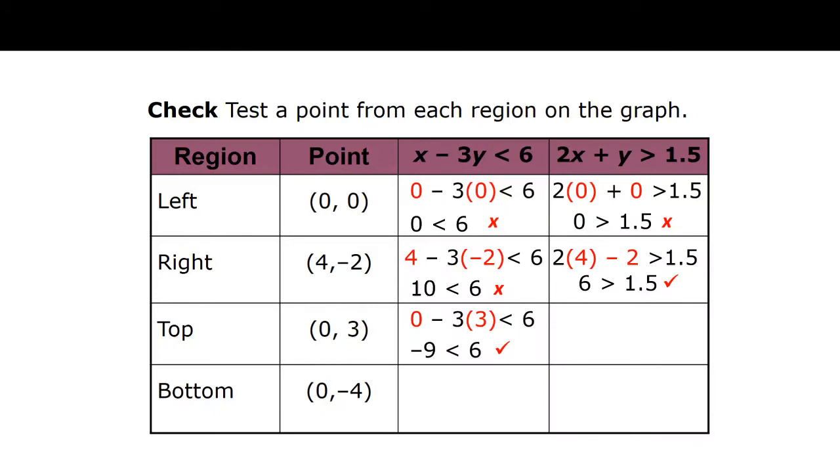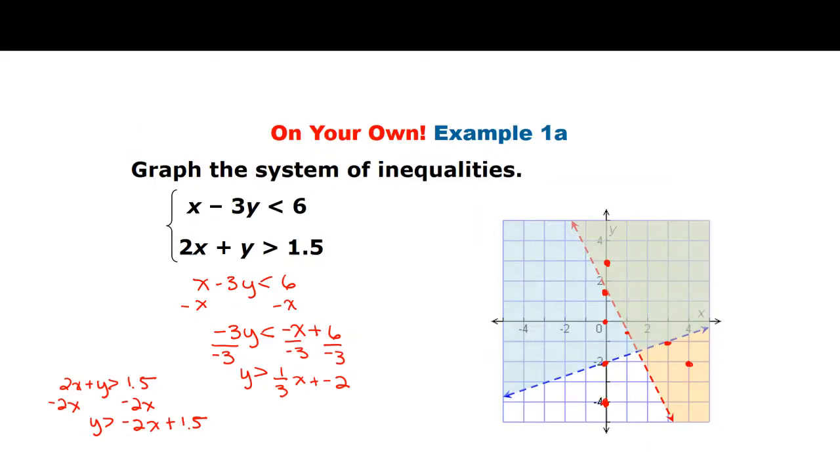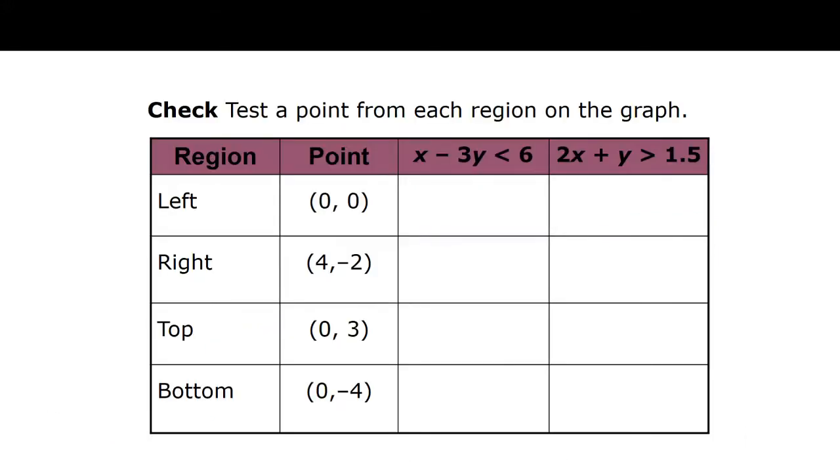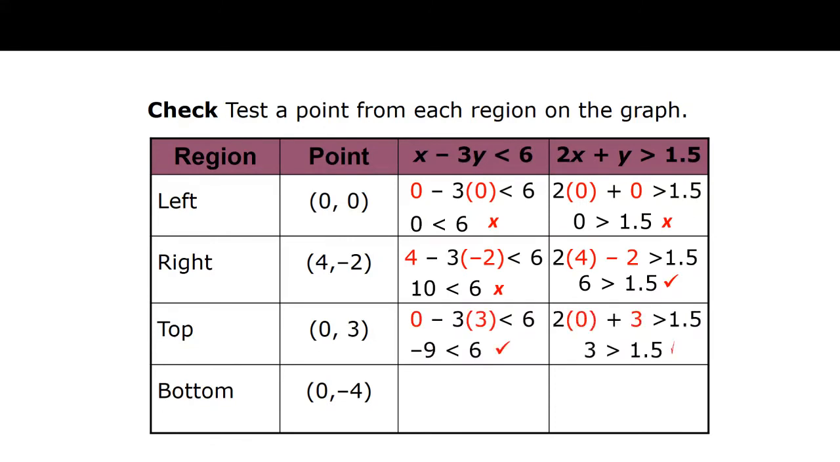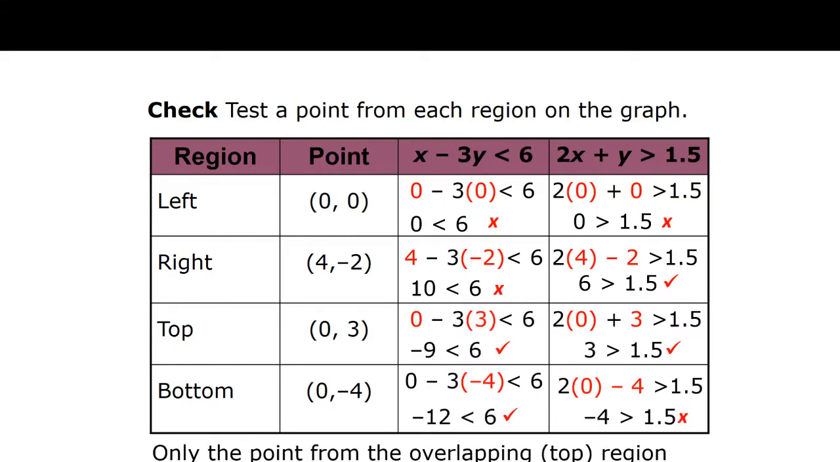That one, negative 9, is less than 6, and 3 is greater than 1.5. So this point here, 0, 3, is actually the point that is true. I'm going to go back to that back page just a minute. Here we see 0, 3 is the true one that we wanted to be true. All of the rest of them are going to show that they are not true. Only the point from the overlapping top region satisfies both inequalities. I don't have any more long charts like that.